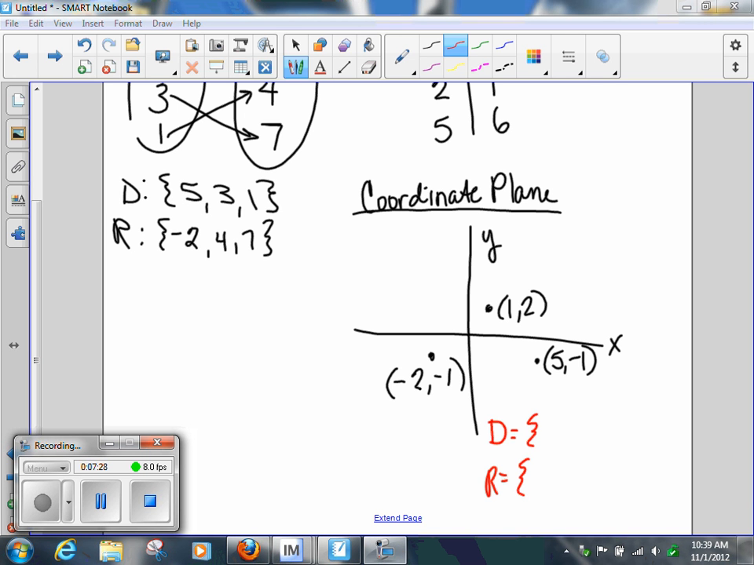Adrian, what'd you get for that? The domain. 1, 5, and -2. Is it okay that they're not in order? Sure, it's fine. Totally fine. What would the range be then, India? 2, -1.